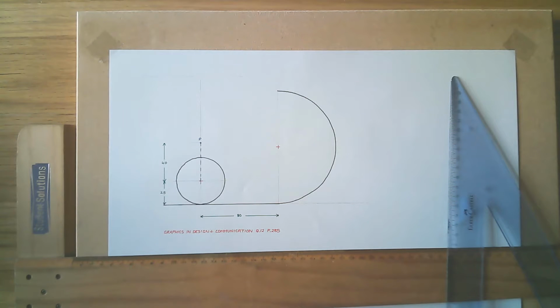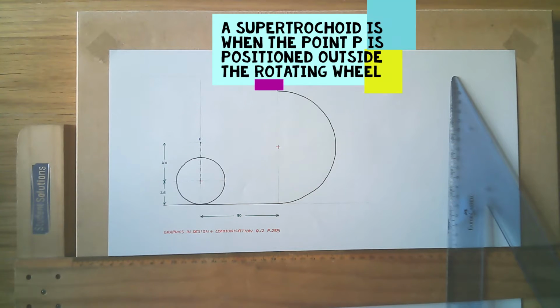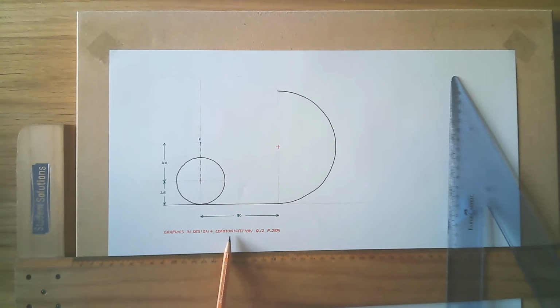Hi everyone, welcome to another tutorial of mine, and this one today is based on the hypocycloid and supertrochoid exercise. This particular exercise is from the Graphics and Design Communication book by David Anderson, and it's question 12 on page 285. So to get started, guys, the question is here in front of you.